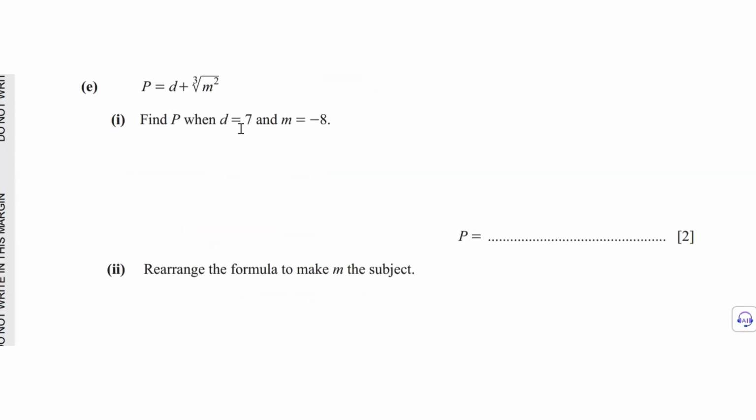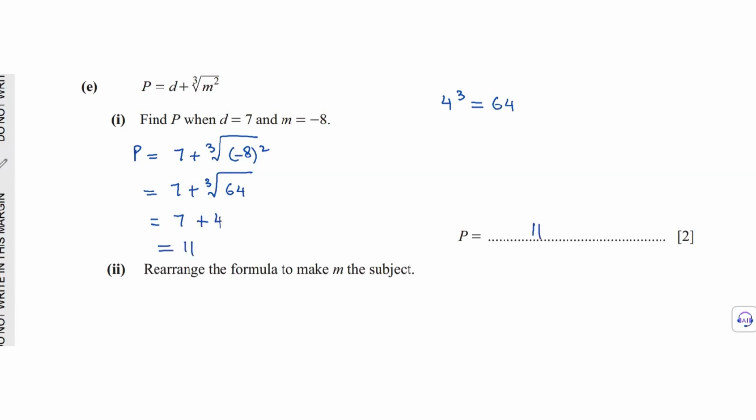And part E says P equals D plus the cube root of M squared. Find P when D equals 7 and M equals negative 8. So you just substitute the values: 7 plus the cube root of (negative 8) squared. Now, negative 8 squared is 64. When you square a negative integer, the answer is positive. Now, 64 is a cube number. 4 cubed equals 64. So the cube root of 64 equals 4, and 7 plus 4 is 11. That's your answer.